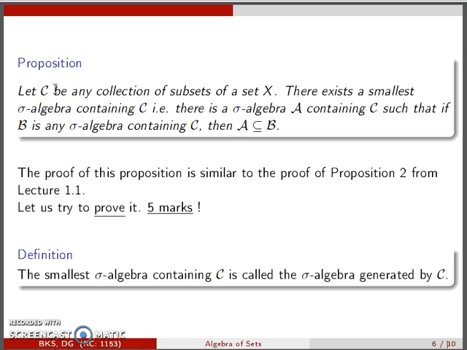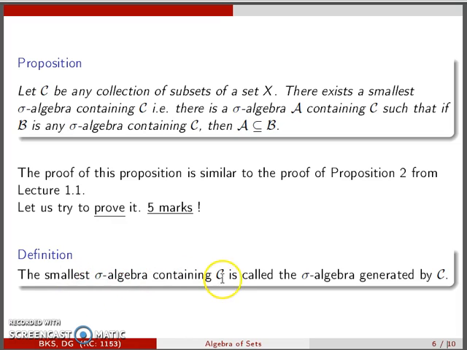This proposition is similar to a previous proposition. If you remember, we start with a collection of subsets of X, let's call it script C. Then there is a smallest sigma algebra containing script C. That means there is a sigma algebra script A containing script C, such that if there is any other sigma algebra script B containing C, then A would be a subset of script B. A would be smaller. The proof is exactly the same, so we'll get 5 marks for the proof.